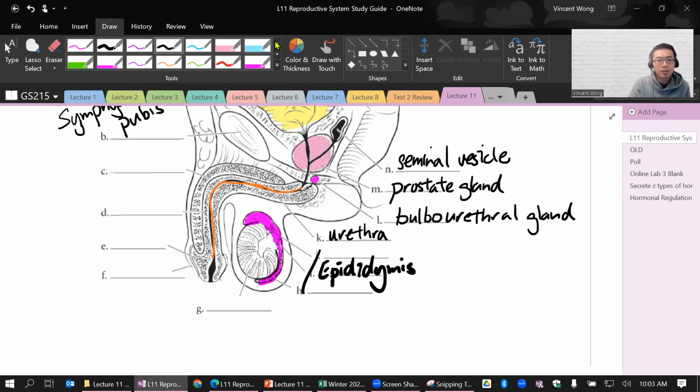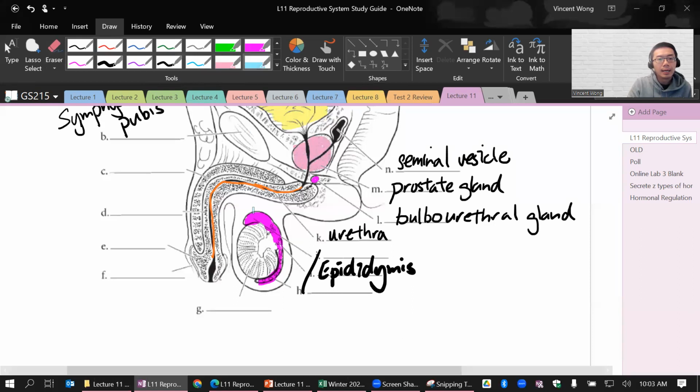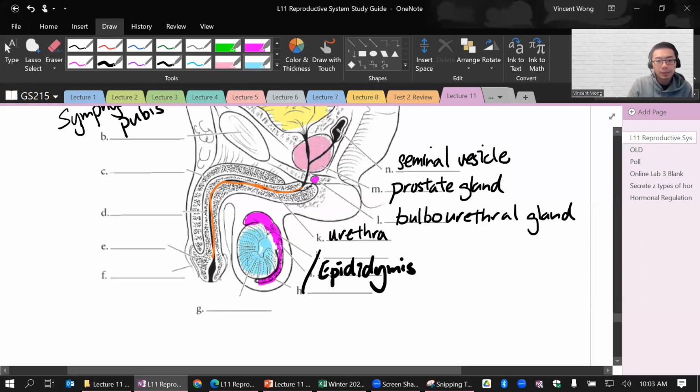And again, that's where sperm are going to be fully mature, becoming motile, gaining mobility, learning how to swim. And then they get stored there. And here is the testis.